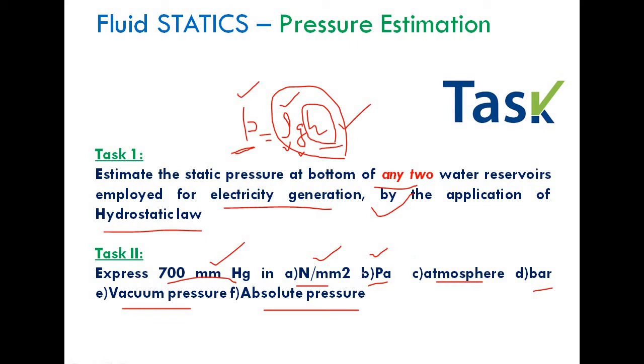So if you get the value in Pascal, you can find out the corresponding value in atmosphere, because we know that 1 atmospheric pressure equal to 101,325 pascals.